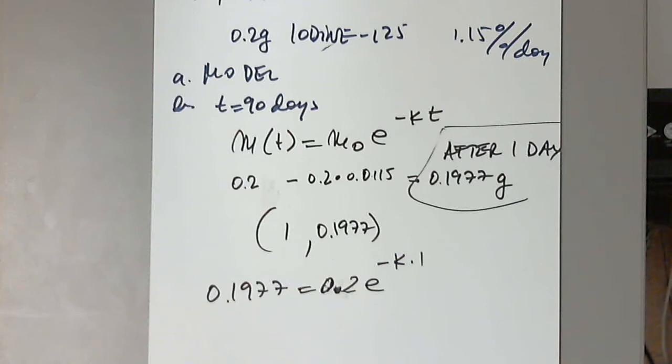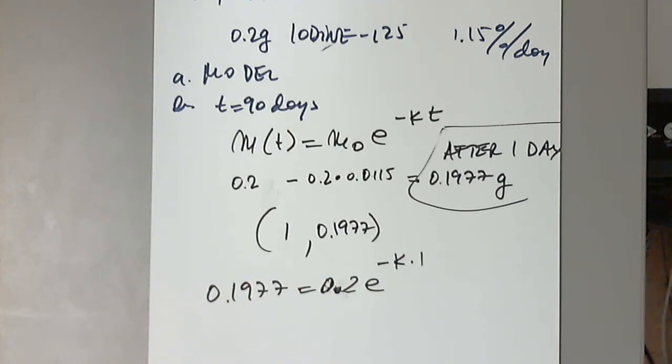From here we will solve for k. If you have 0 here, it's a very good question. You're not going to determine k. You can't solve for k. That's the problem. That's why you have to determine how much is left after 1 day. So we start with 0.2. After 1 day, the 0.2 becomes 0.1977. So I created this point: 1 day, comma 0.1977. When the function is m of t, the t is 1. And this is the equation we get. Is this clear so far?